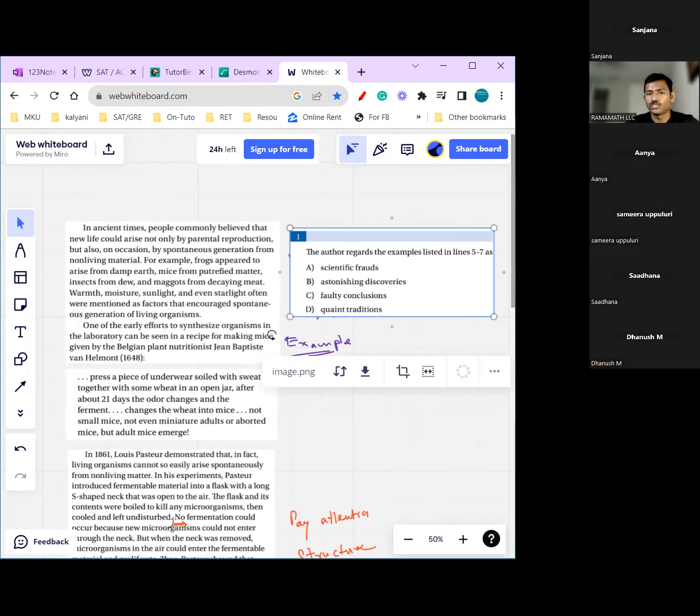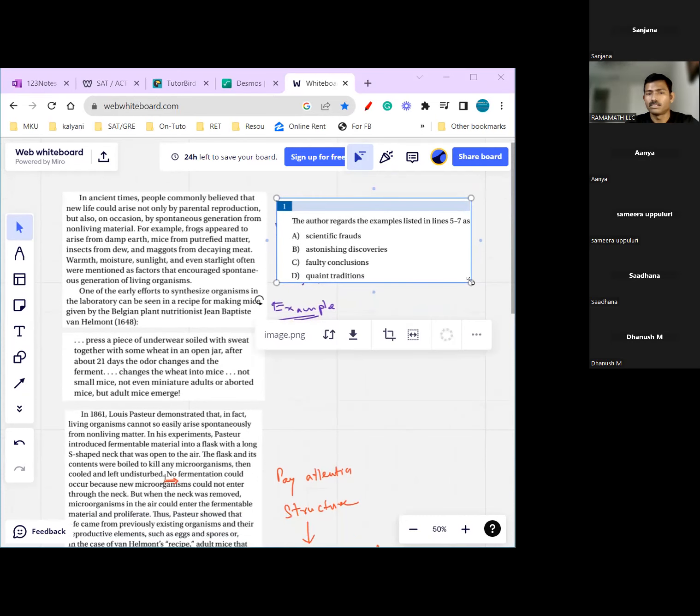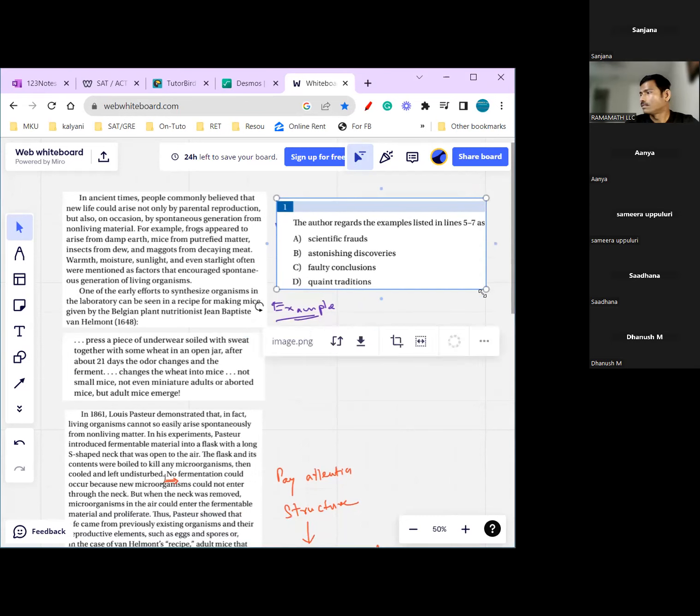Can you see the question and also the passage at the same time, or is it hard to see? Question and passage at the same time. Is it too small? Good. Okay. So I want you to read the question, and the passage is right next to it. So see if you can answer this question. Just put an answer out there. Just see what you think.